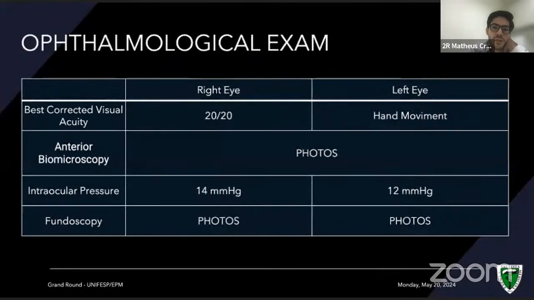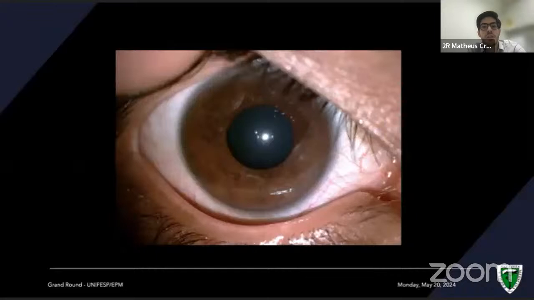About his ophthalmological exam, his best visual acuity in the right eye was 20/20, in the left eye was hand movement. And I'm going to show photos of the anterior biomicroscopy. His intraocular pressure in the right eye was 14, in the left eye it was 12. And I'm going to show photos of the endoscopy as well. Here's the anterior biomicroscopy. I don't know if any resident wants to comment.